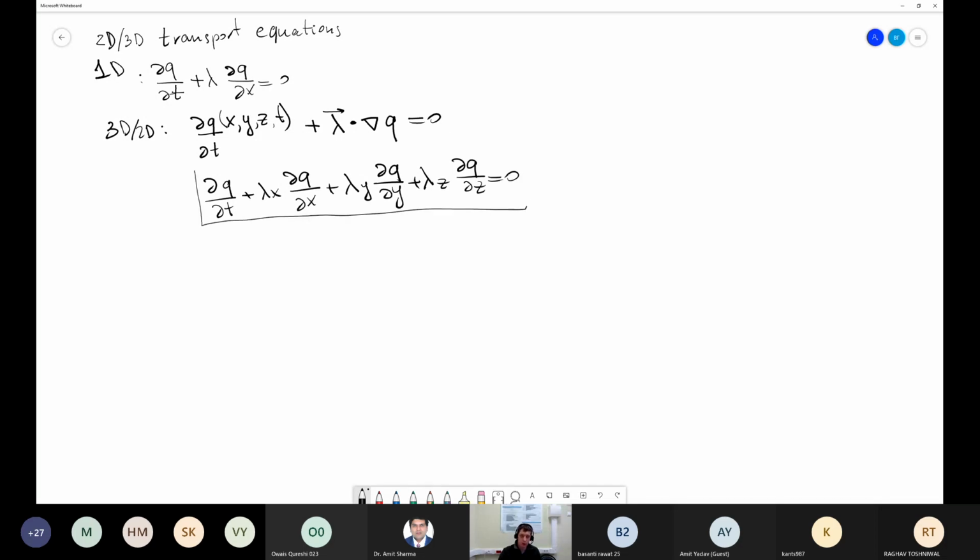And to solve this 3D equation, what we can do, we can use the splitting along the coordinate axis technique. We can solve initially the equation dq over dt plus lambda x dq over dx is equal to 0. Then we can go to the second equation.